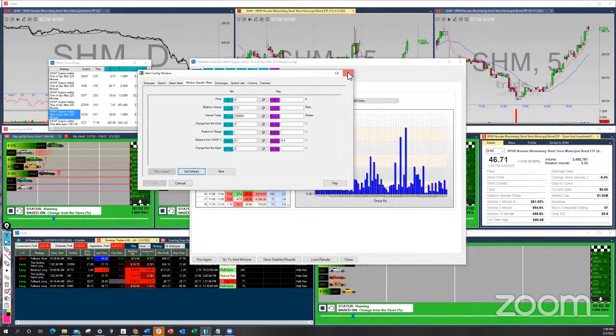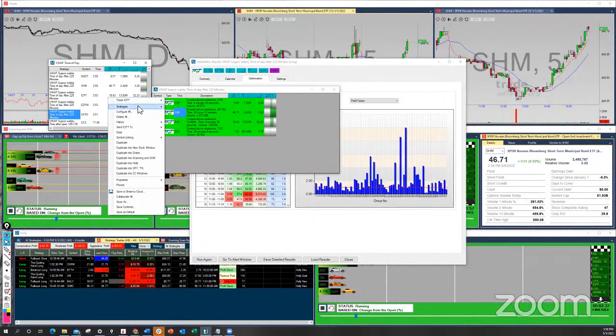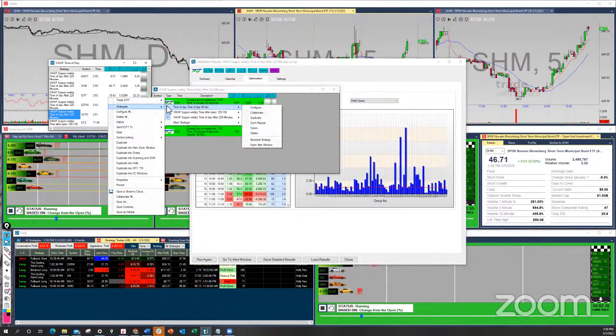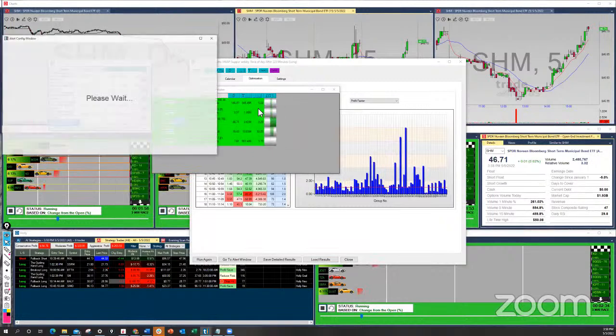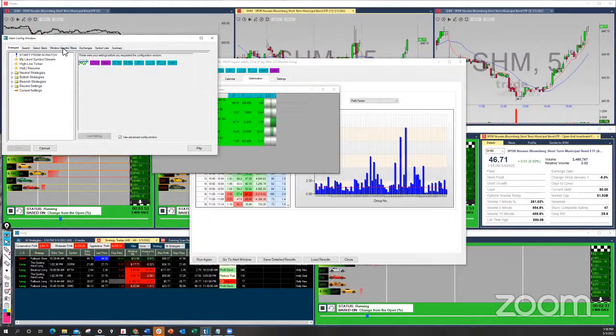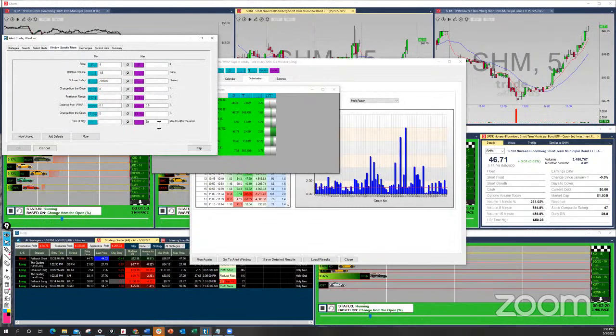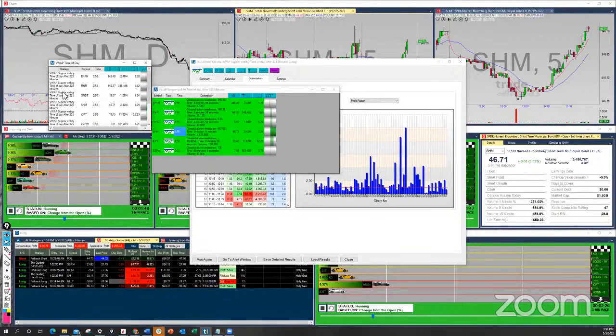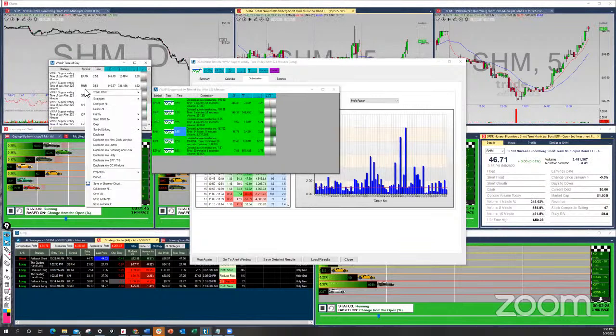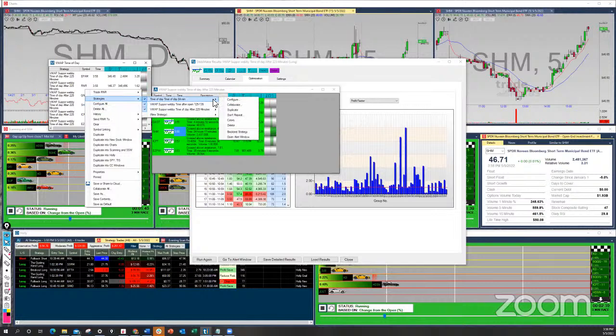Well, I got rid of it there, but we'll just bring one of these out. Check that, configure. And so you can see what I did here with the time of day filter. All right. And so, like I said, on a multi-window, right click, don't go to configure all, go to strategies, and then use the arrow there.